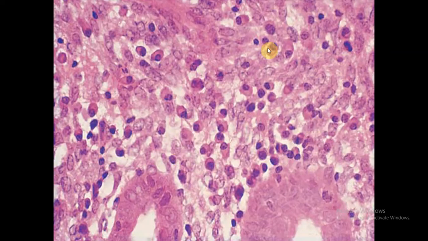Here is the histopathological picture of chronic endometritis. You can see here, this is the stroma, and these are glands. The glands show reactive changes, and the stroma is filled with chronic inflammatory cells, predominantly lymphocytes and plasma cells.